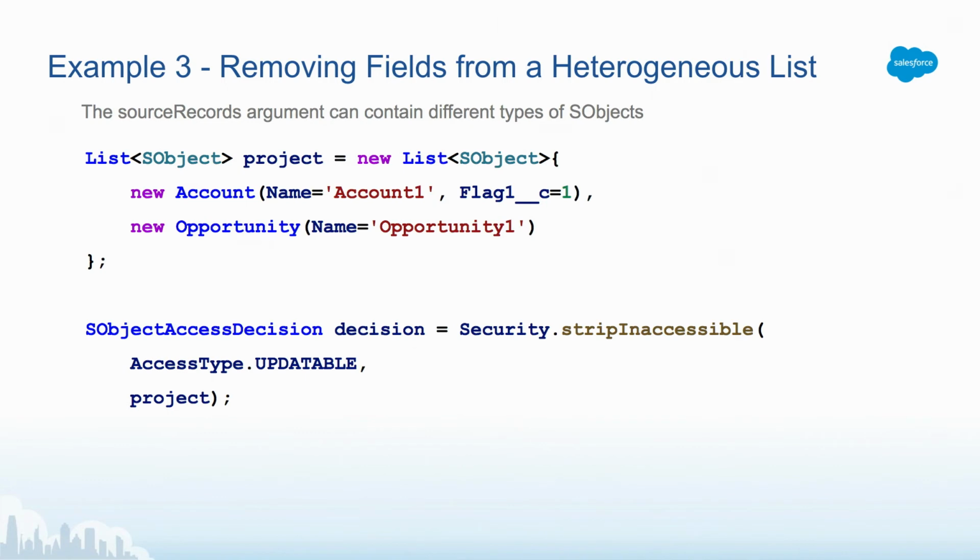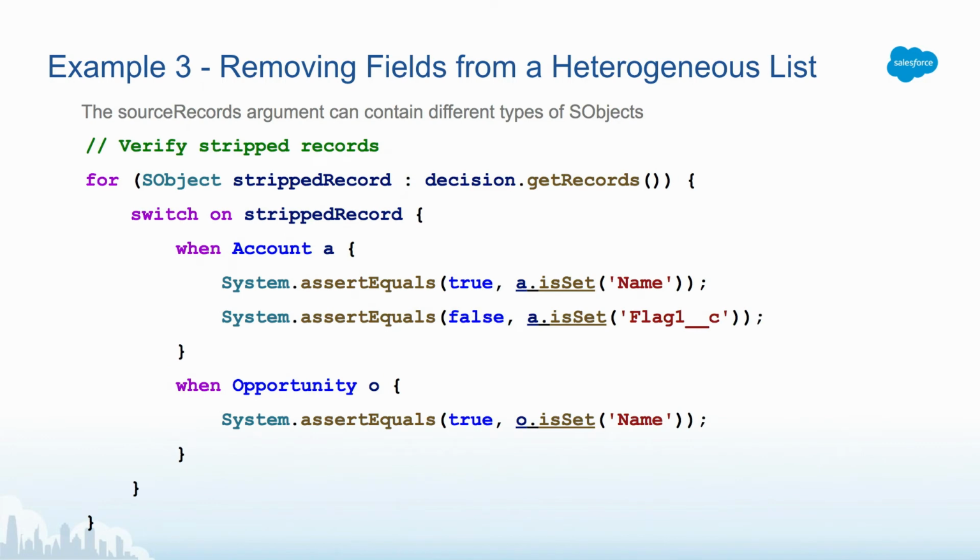Okay, in our third example, we want to emphasize a feature of this method is that you can actually process different types of SObjects together if you so need to. So in this case, let's say we form a list and it contains an account, it contains an opportunity, and in this case, let's suppose we have a custom field set on the account object called flag1, and the running user does not have field level security access to that field. We go ahead and call stripInaccessible again, as we showed before, this time with the updatable access check type.